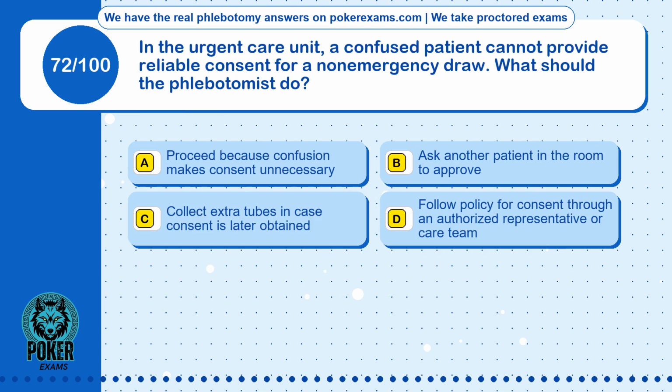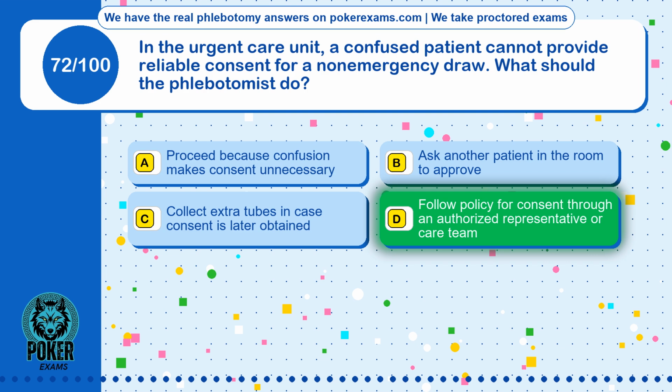Question 72. In the urgent care unit, a confused patient cannot provide reliable consent for a non-emergency draw. What should the phlebotomist do? Option A, proceed because confusion makes consent unnecessary. Option B, ask another patient in the room to approve. Option C, collect extra tubes in case consent is later obtained. Option D, follow policy for consent through an authorized representative or care team.